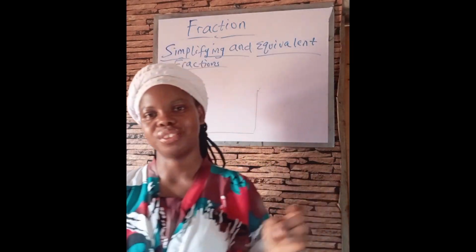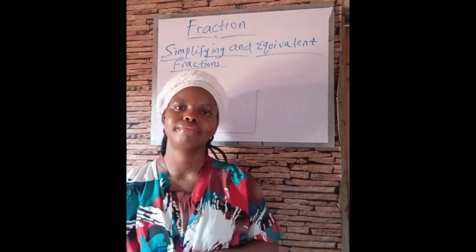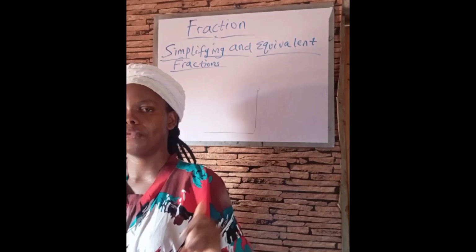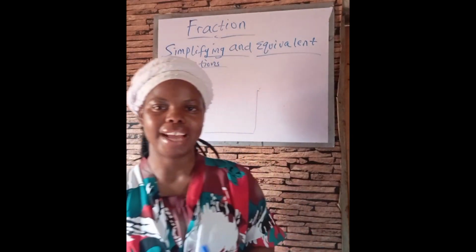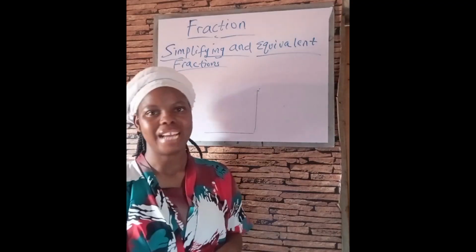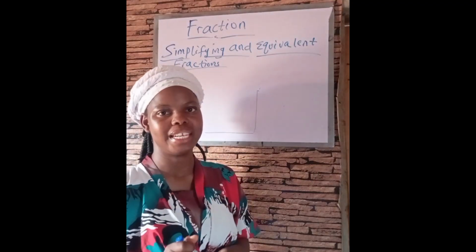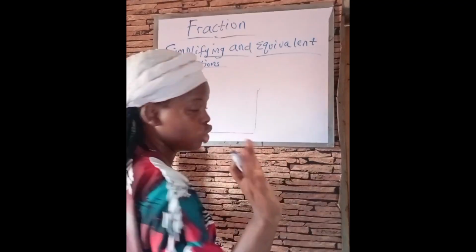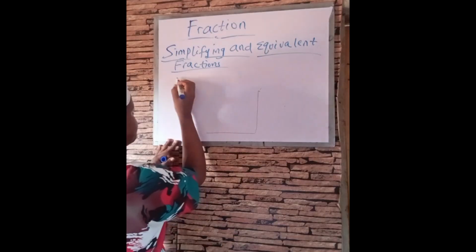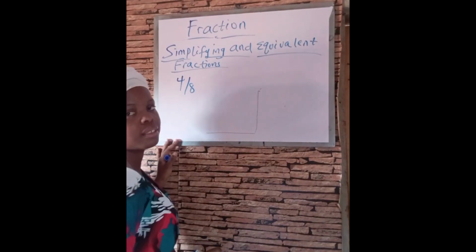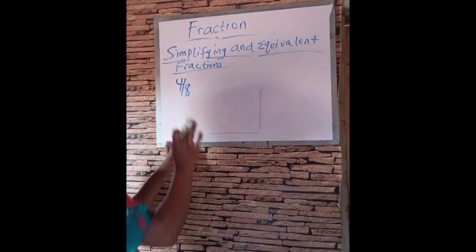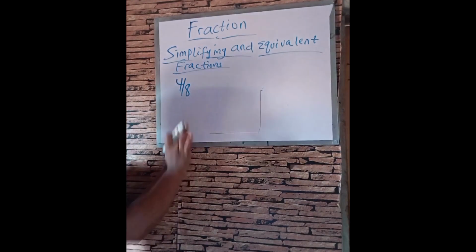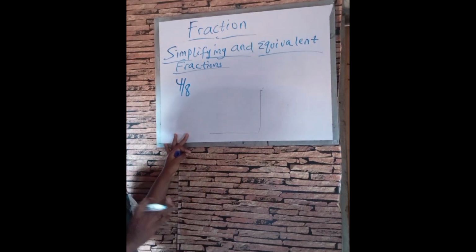So the next thing we are discussing is how to simplify or find equivalents of fractions. So how do you simplify a fraction? When you divide a fraction by the same number, you are simplifying it. For example, let's say we want to simplify this fraction, 4/8. To simplify this, you just find a number, you divide the numerator by that number, and you divide the denominator by that number as well.